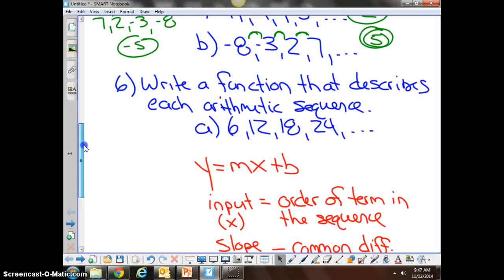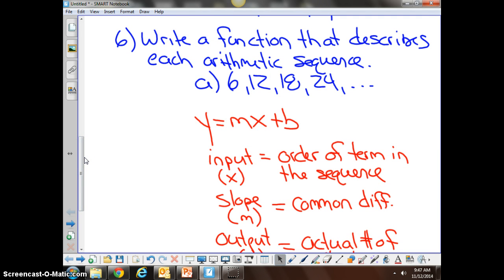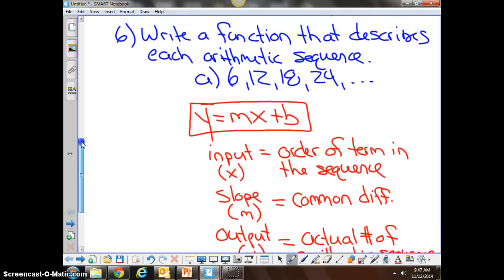To the application of this, it says write a function that describes each arithmetic sequence, and we're going to start off with letter A, and I gave you the arithmetic sequence 6, 12, 18, 24. Yesterday, or the previous lesson, we worked with y equals mx plus b. You know what each of those letters represent. So just as a quick review, or just an application here of how the arithmetic sequence goes into this equation.